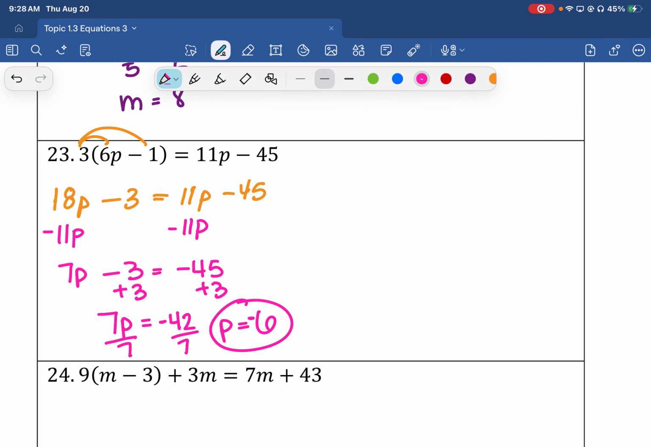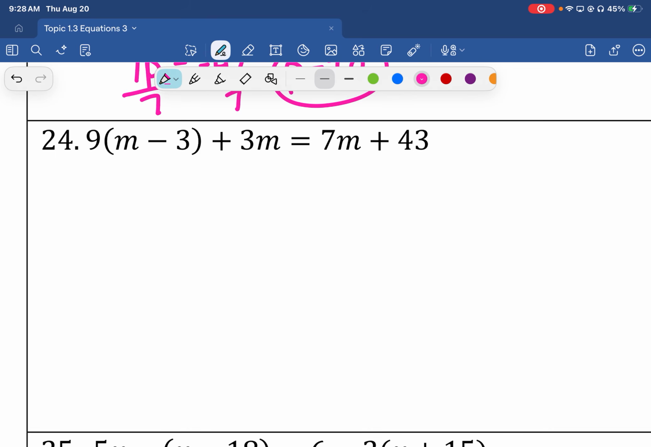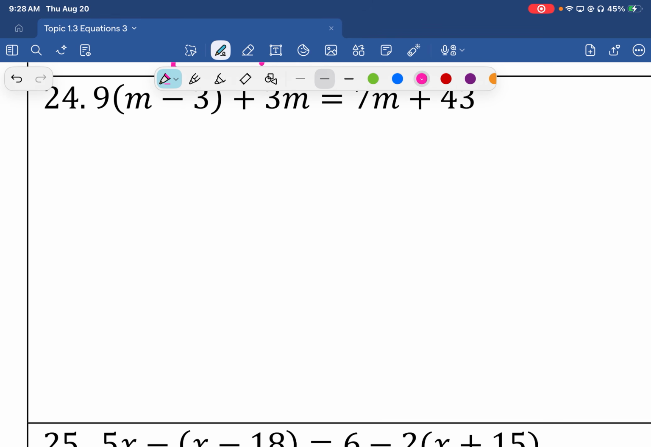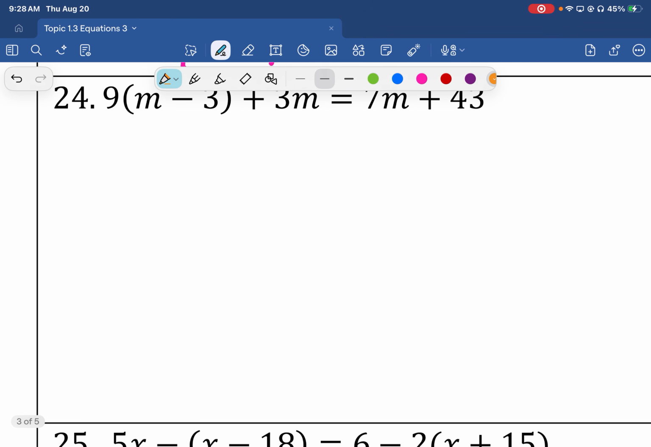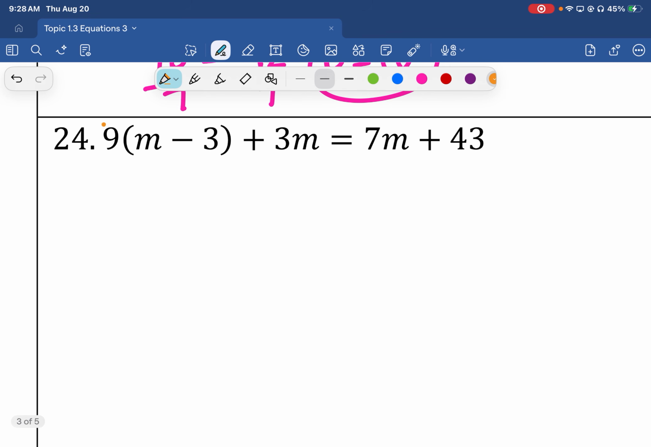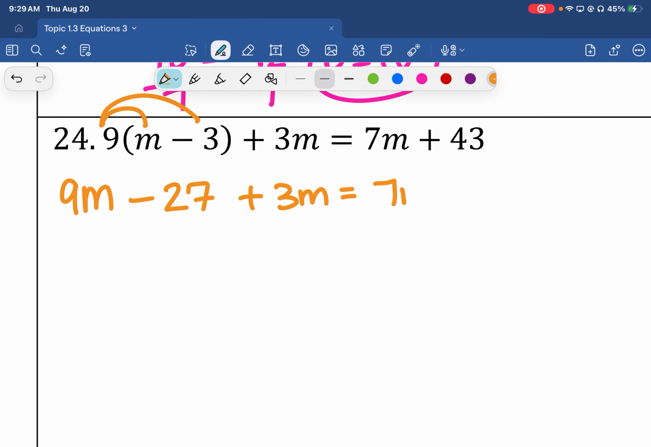All right. I want us to look at number 24 together. For number 24, what do we need to do first? Distribute. Okay, what is 9 times m? What is 9 times -3? -27. Does anything happen with that positive 3m? No, so we're just going to bring it down. Is there anything I need to distribute on the other side? No. We're just working in our notes from yesterday.